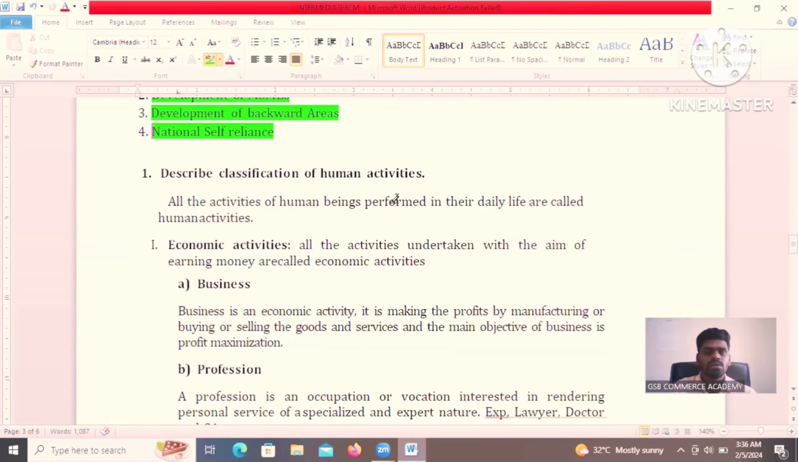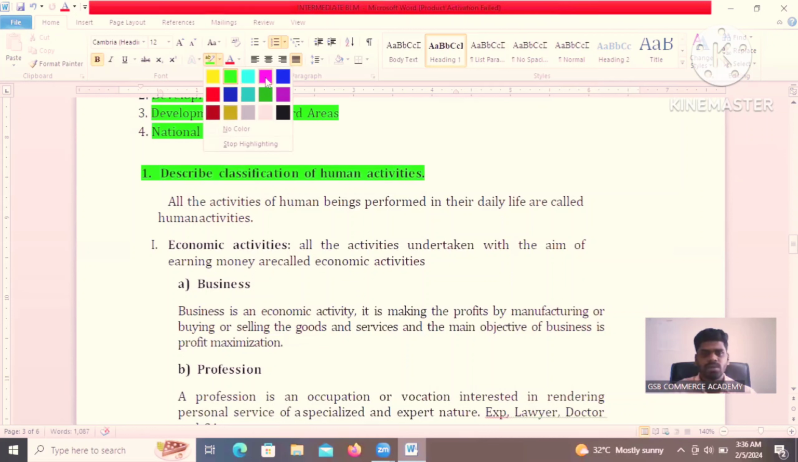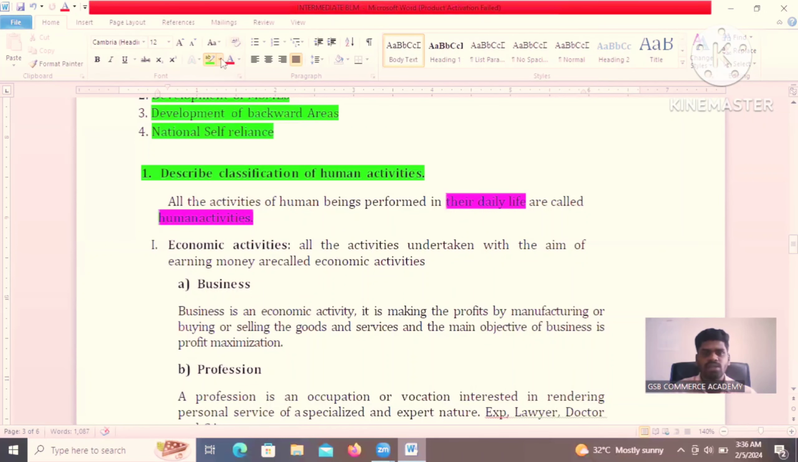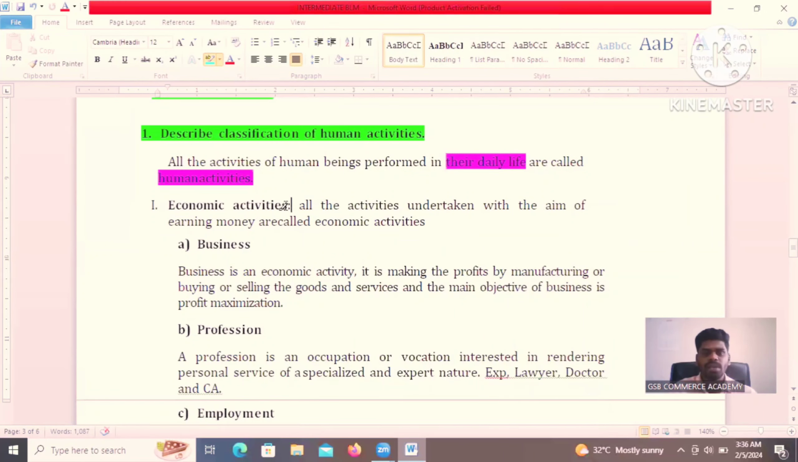And the next question is: describe the classifications of human activities. What are the classifications of human activities? Here, all of the human activities are mainly performed in daily life. Daily life activities are all called human activities. The human activities are mainly classified into two types: economic activities and non-economic activities.